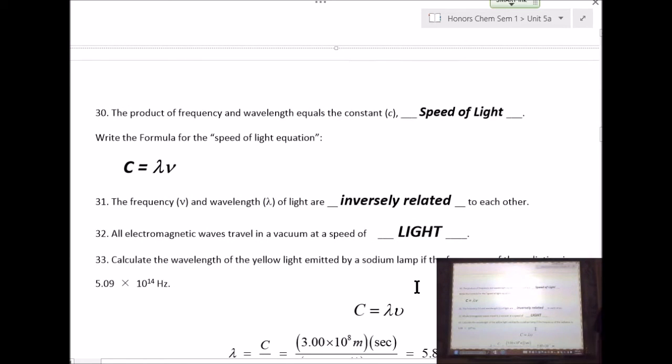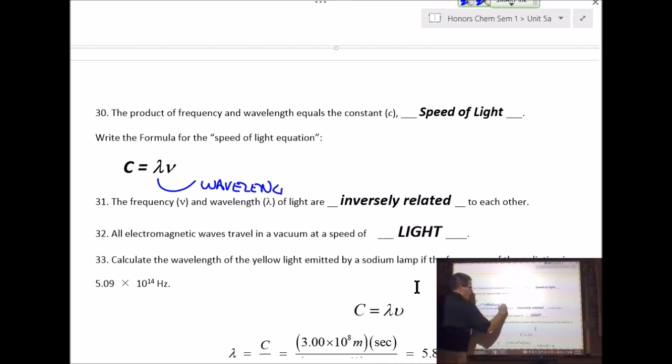All right, number 30. When you multiply frequency times wavelength, you get the speed of light. If you put 3.0 times 10 to the 8, that's the same thing. So it's a constant. For the speed of light equation, make sure that you remember that this is wavelength and that this is our frequency. And c is a constant. Now, we'll give you the same things that I gave you on the quiz.